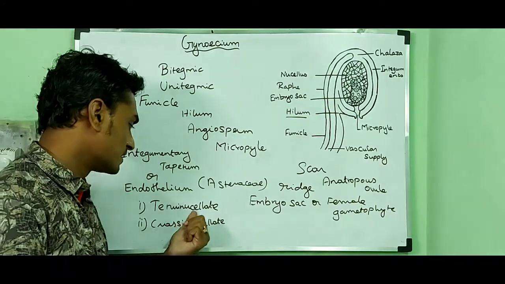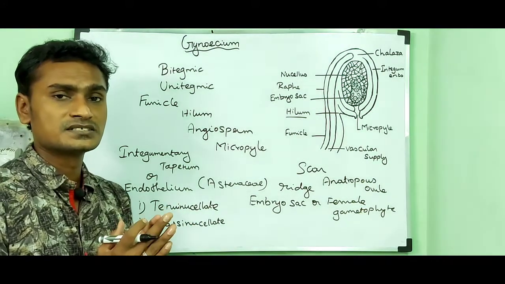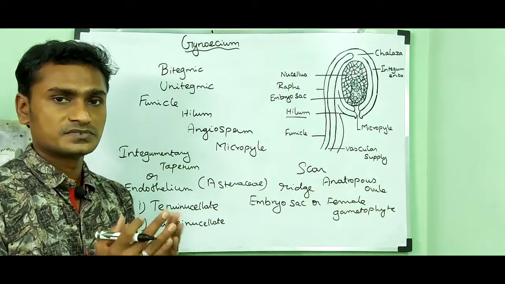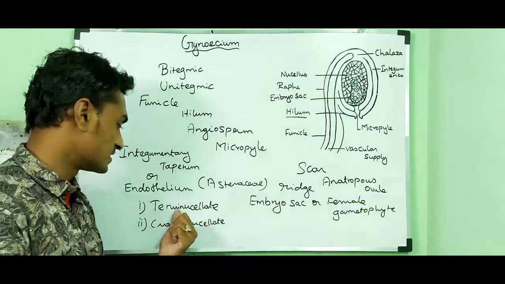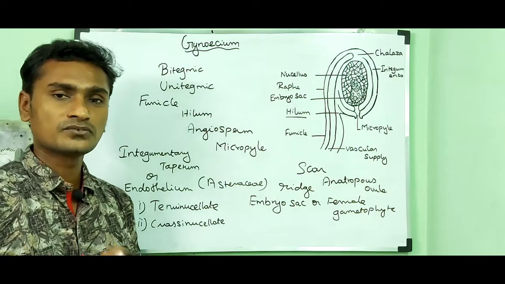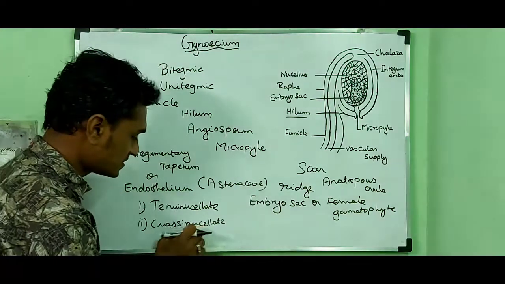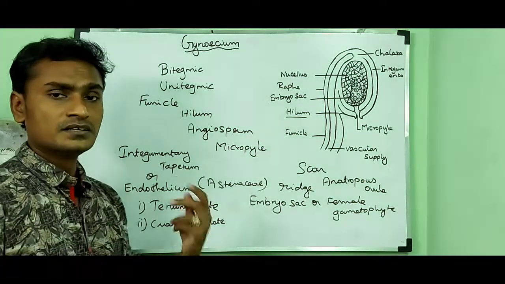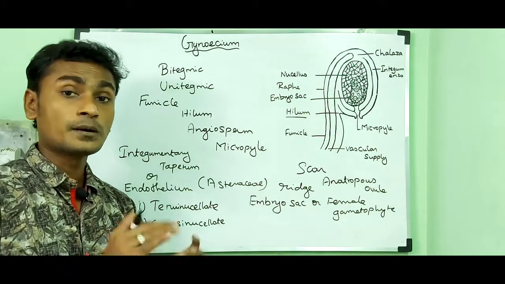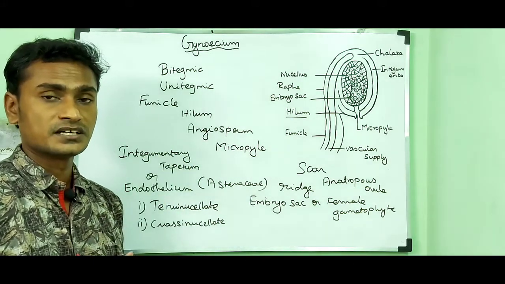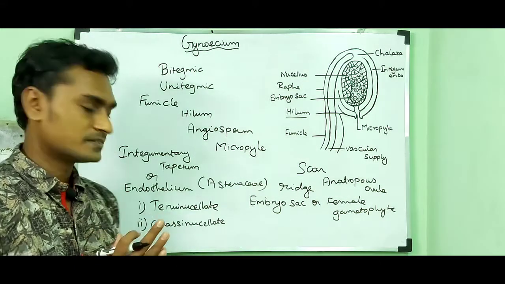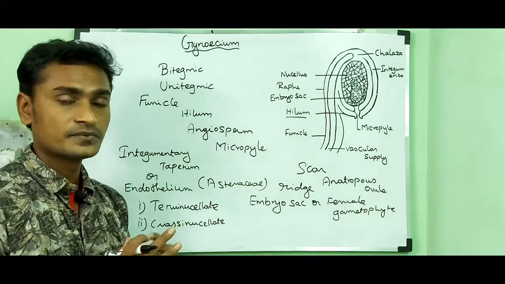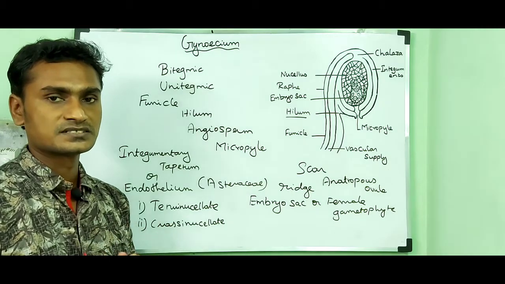In tenuinucellate, the nucellus is small, containing only a small amount of nucellus. While in crassinucellate, the sporogenous cell is subhypodermal in origin, and the ovule has a large nucellus.